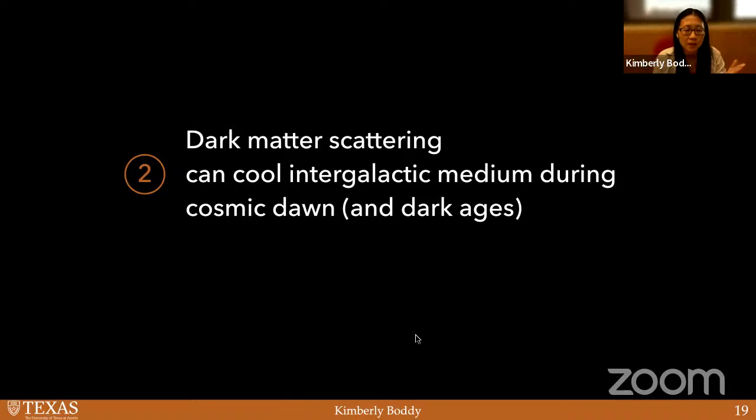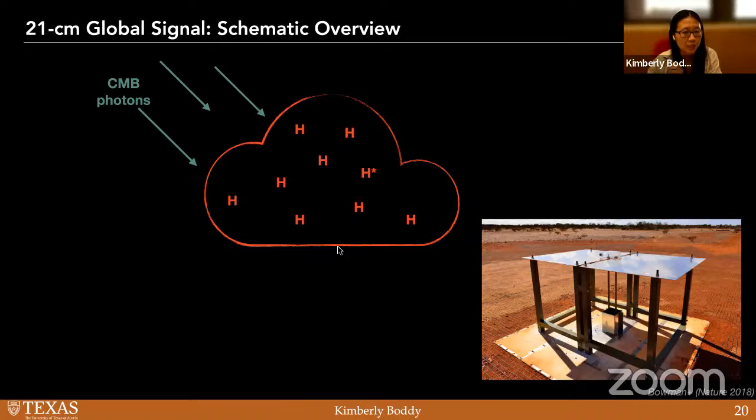You saw that there was a coupling of the temperatures between dark matter and baryons. This coupling is going to be relevant for affecting observations of cosmic dawn. In particular, I'm going to focus on the 21 centimeter global signal.